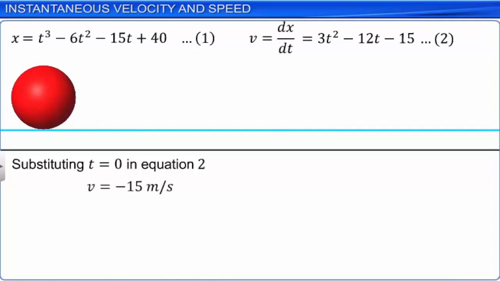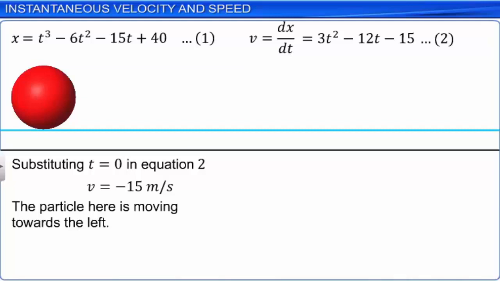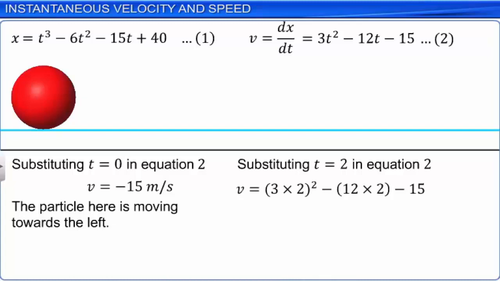At t is equal to 2 seconds, we need to find the value of v. Substituting t is equal to 2 in equation 2, v is equal to 3 multiplied by 2 square minus 12 multiplied by 2 minus 15, which is 12 minus 24 minus 15, that is minus 27 meters per second. The particle here is moving towards the left.